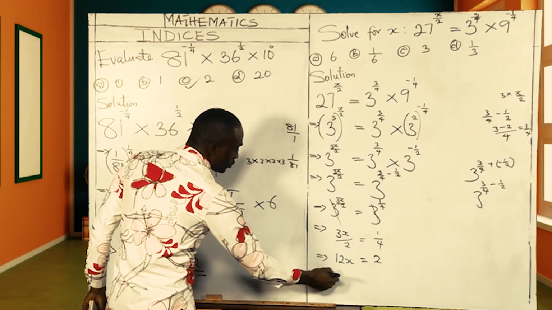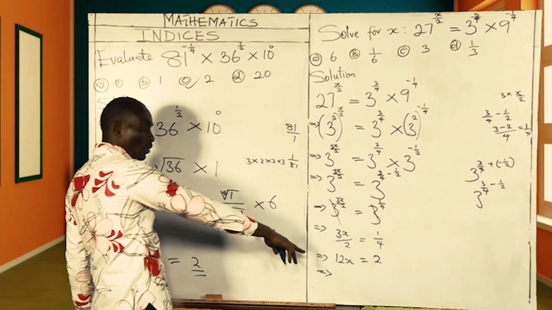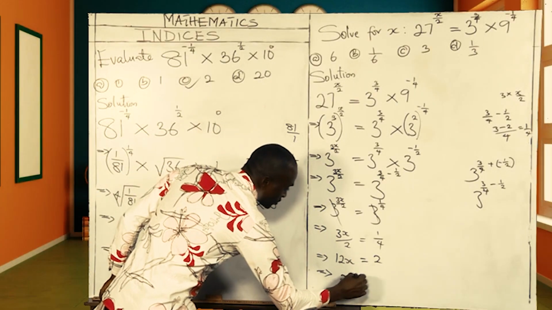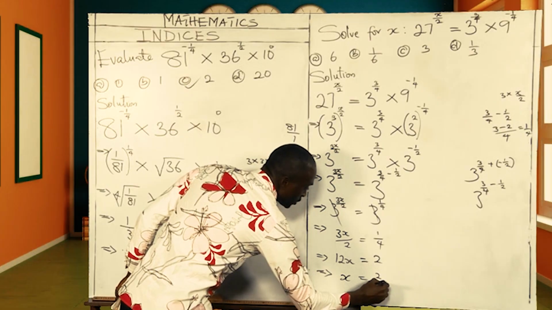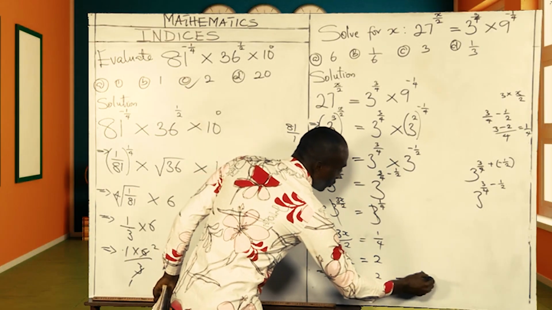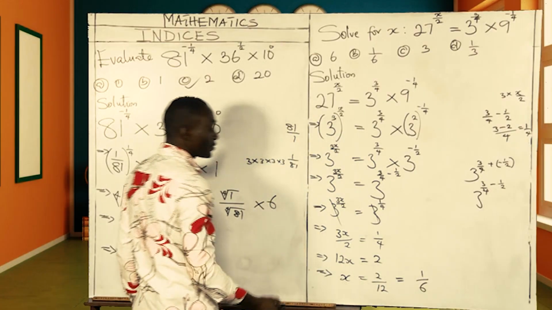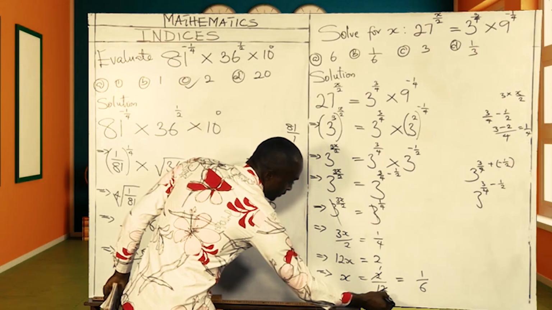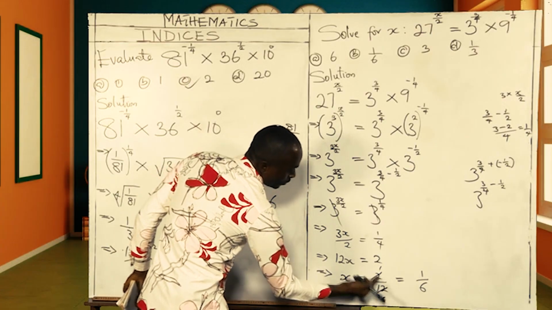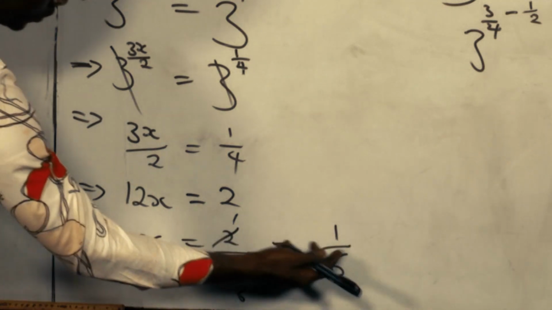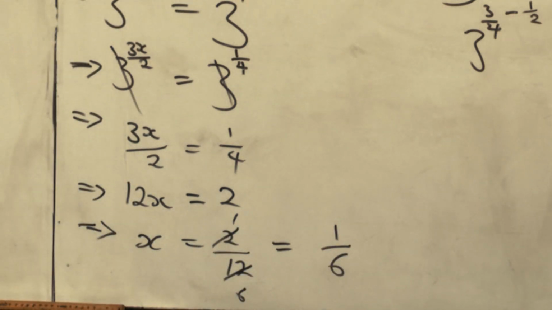Now with this, we are looking for x, the value of x. So what do you need to do? We divide both sides by 12. Dividing both sides by 12, we are going to have x equal to 2 over 12. And this will give us 1 over 6. I hope you understand how I got my 1 over 6. 2 in 2, 1. 2 in 12, 6. 1 over 6.